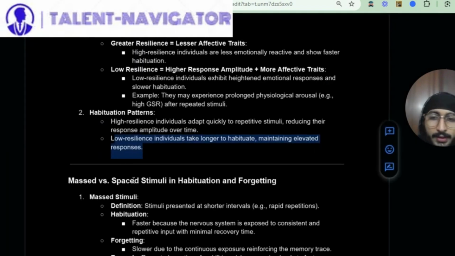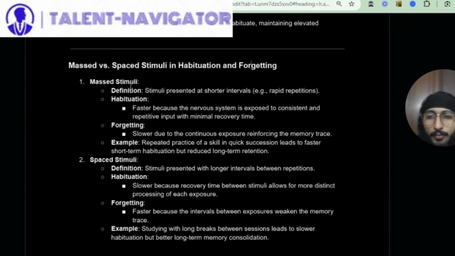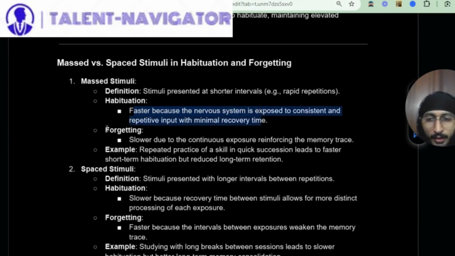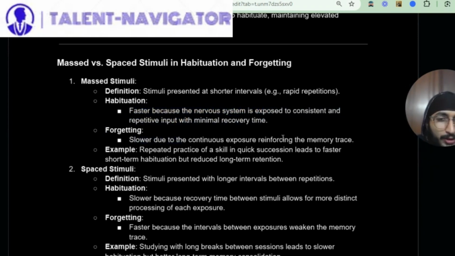Now, massed versus spaced stimuli in habituation and forgetting. Massed stimuli definition: stimuli presented at shorter intervals, with rapid repetitions. Habituation is faster because the nervous system is exposed to consistent and repetitive input with minimum recovery time. Forgetting is slower due to the continuous exposure, reinforcing the memory traces. Example: repeated practice of a skill in quick succession leads to faster short-term habituation but reduced long-term retention.